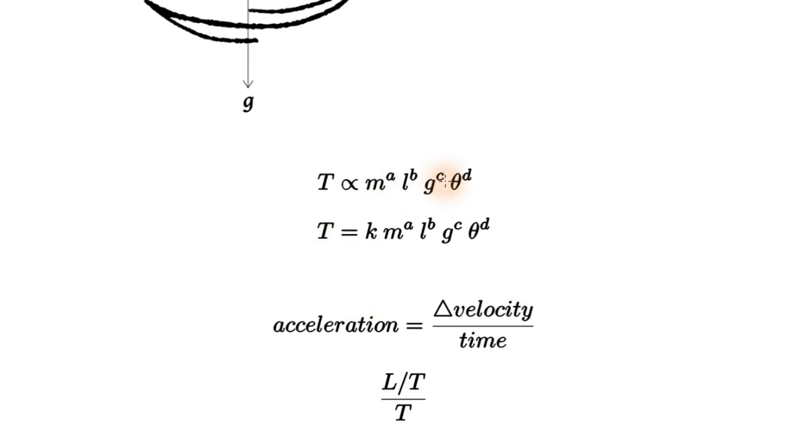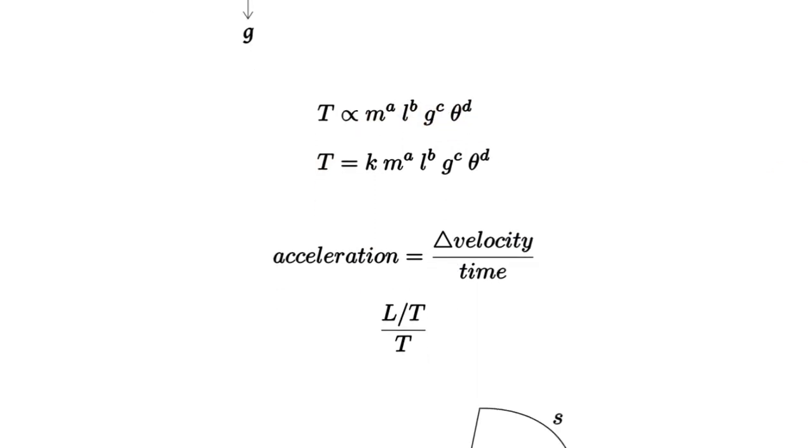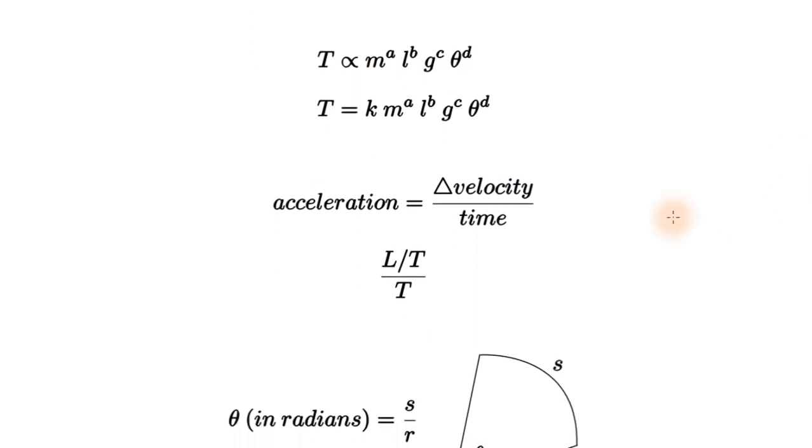How about acceleration? For acceleration, you don't have to create a new dimension because acceleration can be represented in terms of length and time. Acceleration is the rate of change of speed, and speed has a dimension of L by T, distance by time, and so acceleration has a dimension of L by T squared.